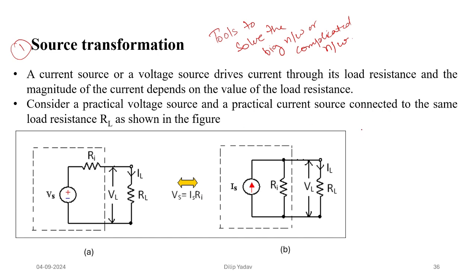In simple terms, source transformation means we are going to convert the voltage source into the current source, and the current source can be transformed into the voltage source.